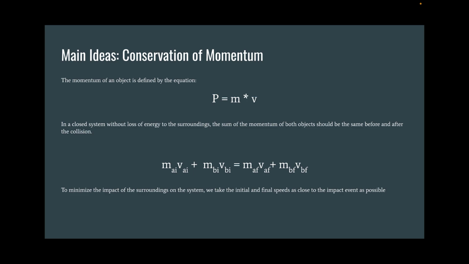The momentum of an object is defined by the equation P equals m times v, where m is the object's mass and v is the object's velocity. In a closed system without the loss of energy to the surroundings, the sum of the momentum of both objects should be the same before and after the collision, as shown in the equation below. To minimize the impact of the surroundings on the system, we take the initial and final speeds as close to the impact event as possible.